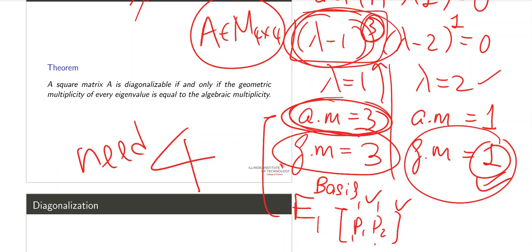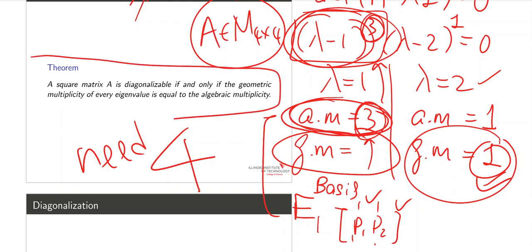So algebraic multiplicity, if it is not 1, if it is more than 1, like here, 3, then your geometric multiplicity had better match it. Otherwise, you would not have enough eigenvectors. That is what this theorem tried to tell you. It says that a square matrix A is diagonalizable if and only if the geometric multiplicity of every eigenvalue is equal to the algebraic multiplicity.